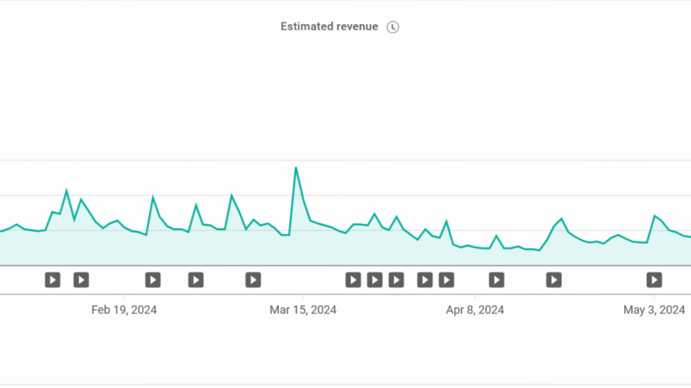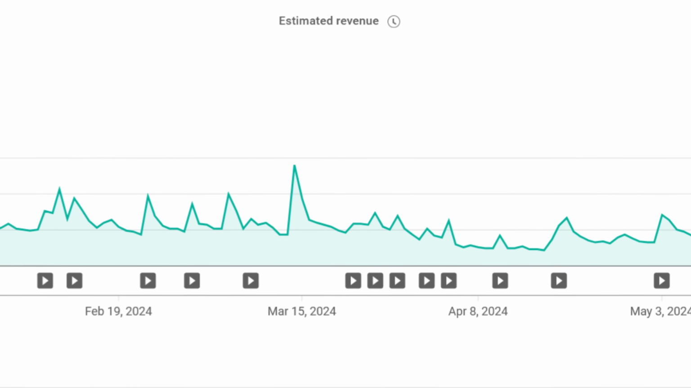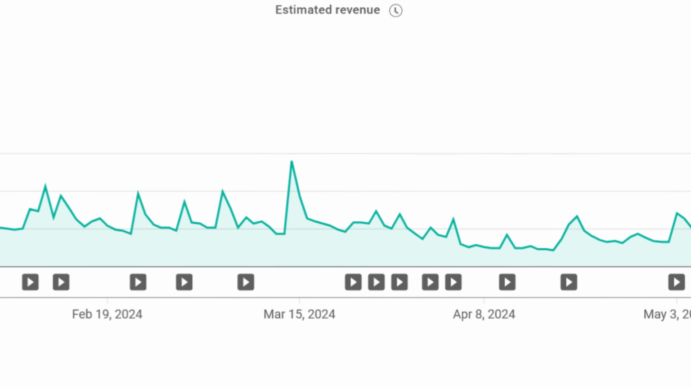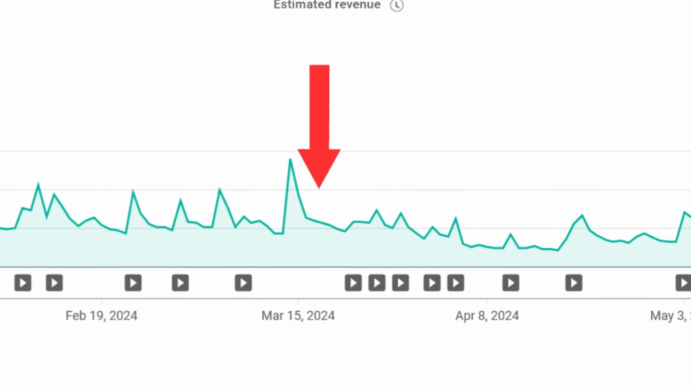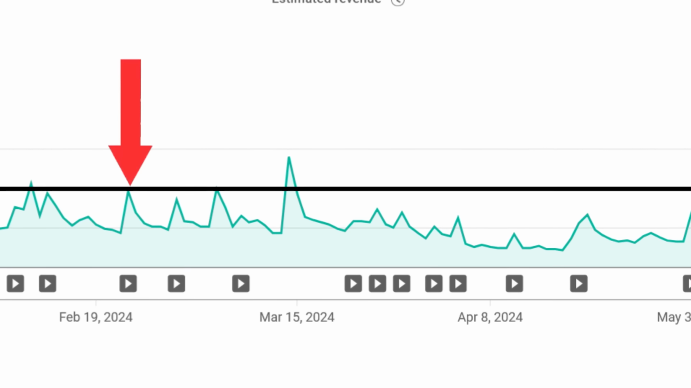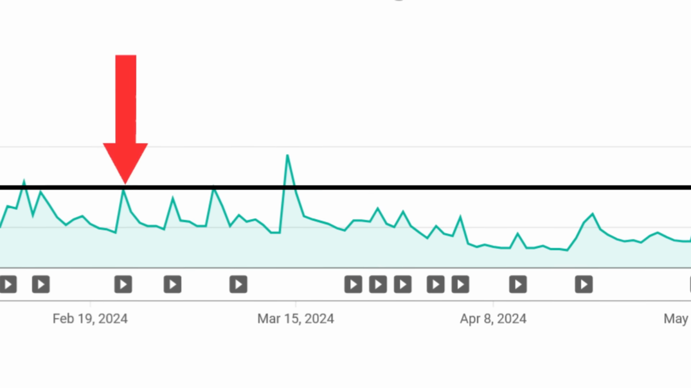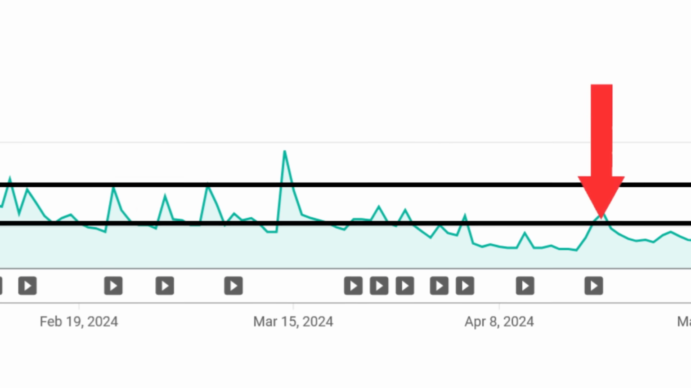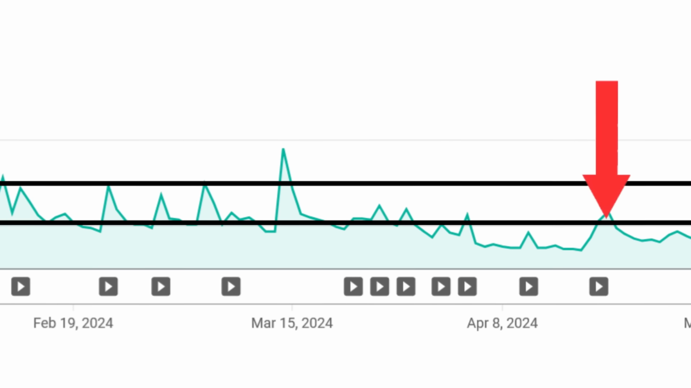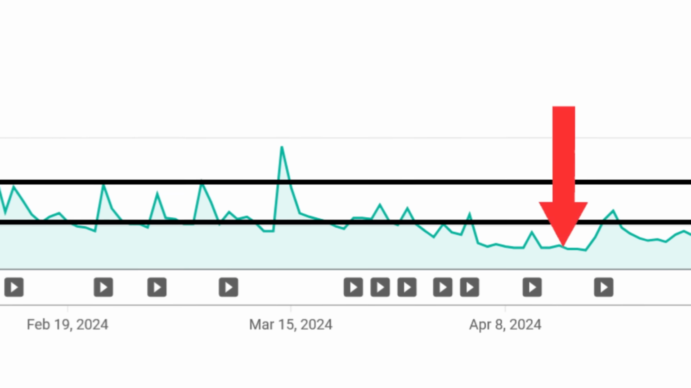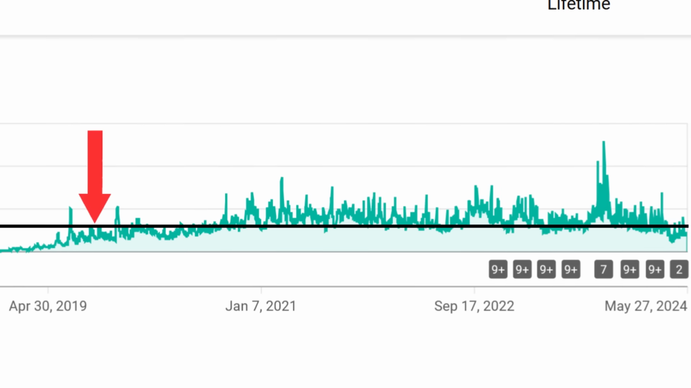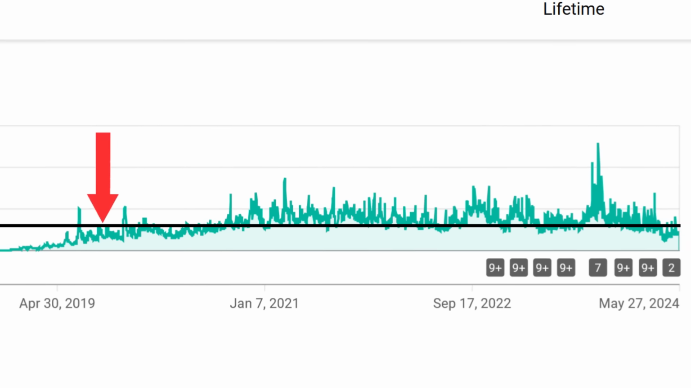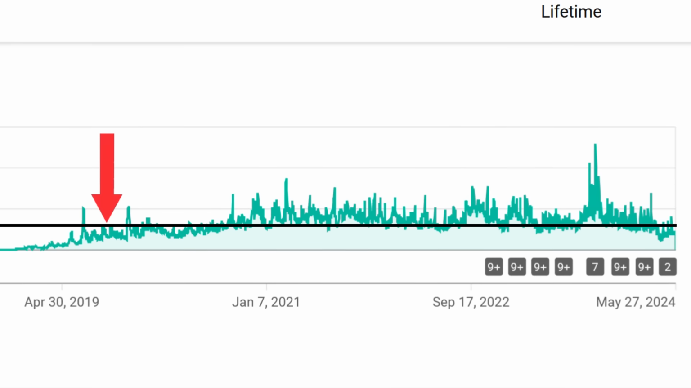So about 2 months ago, I noticed a significant drop in the revenue that my YouTube videos bring in. It might be hard for some of you to see on this chart, but prior to this time period, my revenue would peak around the second line whenever I posted a video, and dip to around the first line when I didn't post anything. Since then, the peaks now only reach the first line and the dip's about half that. Looking at my lifetime revenue chart, you can clearly see that my revenue has not been this low since I started my YouTube channel way back in 2019.